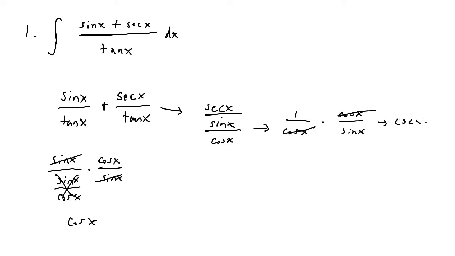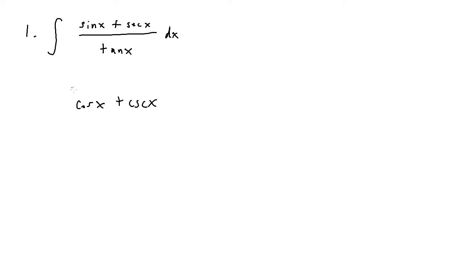which is cosecant of x. So I can go ahead and say that sine x plus secant x over tangent x can be rewritten as cosine x plus cosecant of x. So now I can go ahead and rewrite it as the integral of cosine x plus cosecant x dx.